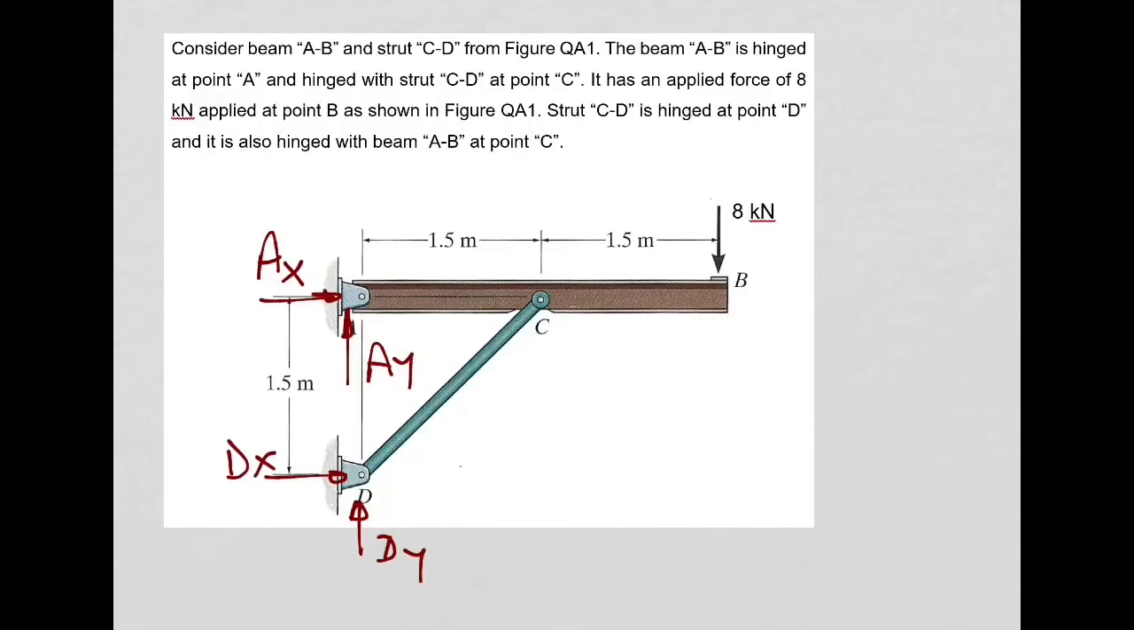But the problem is you will then get stuck here because why? You will have 4 unknowns for reactions, and in a 2D problem we have only 3 equilibrium equations. So we don't have enough equilibrium equations. So if we solve this way, we cannot solve this problem. And that's why, before we continue, I need to talk with you about this strut CD.